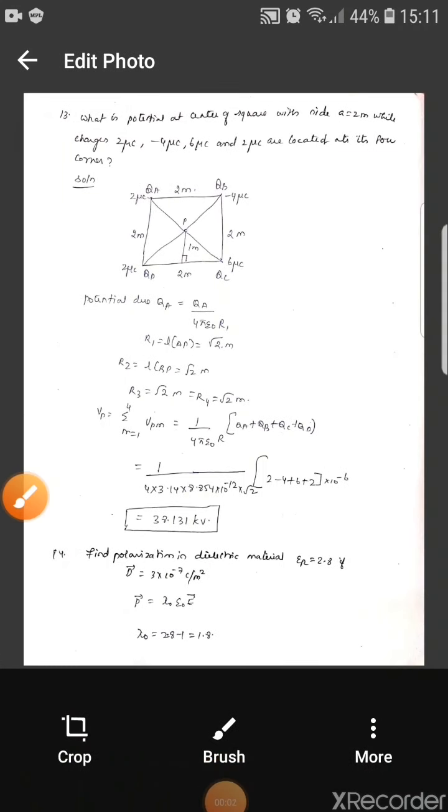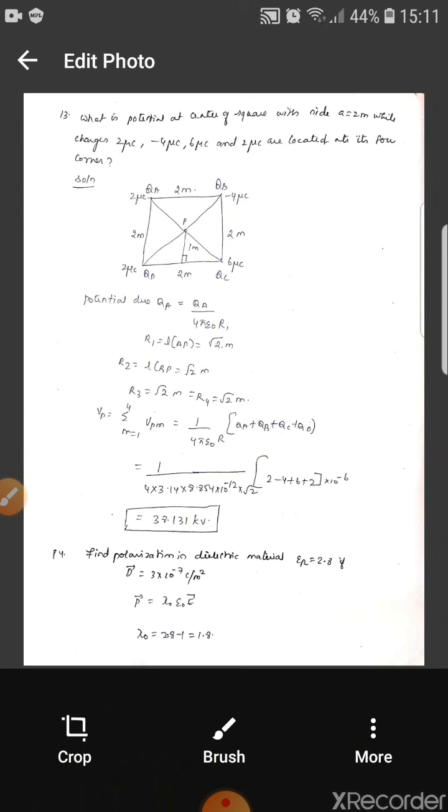Continuation of the previous thing. Find the polarization in dielectric medium, epsilon R is equal to 2.8, if D is equal to 3 into 10 to the power minus 7 coulomb per meter square. So solution, start with the solution. We have P is equal to chi naught epsilon naught E.